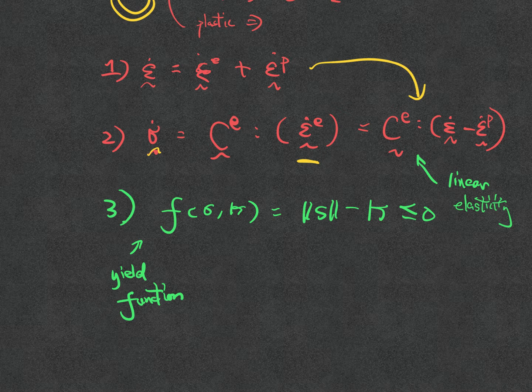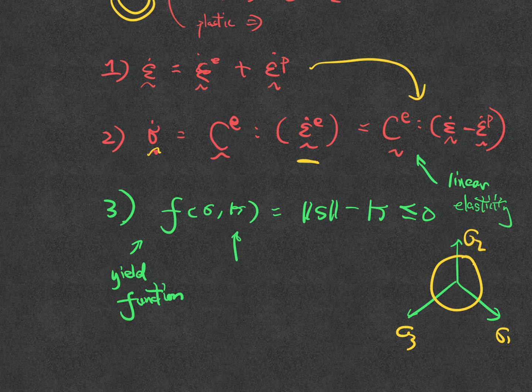So what is kappa? If you remember from the last lecture, we talked about the pi plane. Sigma 2, sigma 1, sigma 3, and there's a circle, right? Do you remember that? Kappa is simply the radius of that circle on the pi plane. It's a criterion to tell you how much shear the material can experience before plastic deformation happens. So the higher kappa is, the more elastic energy the material can store before plastic deformation sets in. You see what I mean?